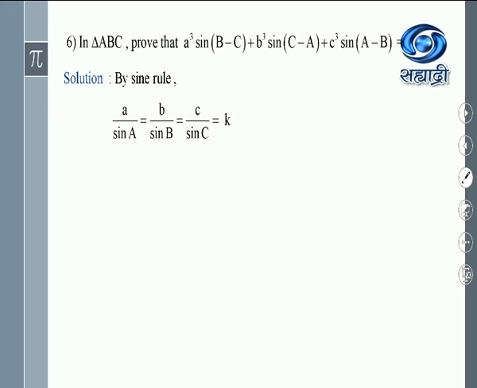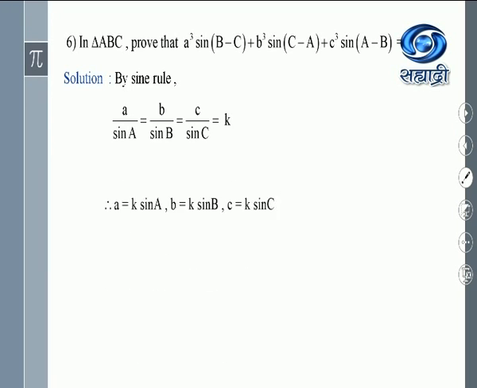The convenient form of the sine rule we use is a upon sine a is equal to b upon sine b is equal to c upon sine c is equal to k. Actually this k we can write as 2R because in the theorem it is given a upon sine a is equal to b upon sine b equal to c upon sine c is equal to 2R, where R is the circumradius. But 2R is a constant, so while trying the sums, you may replace that 2R by the constant k.